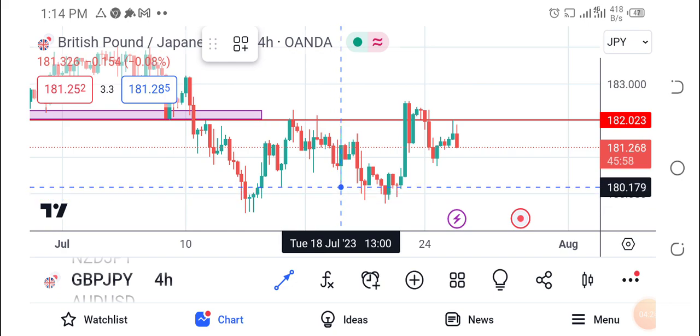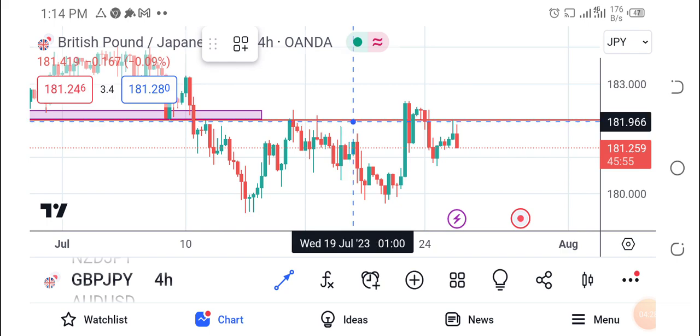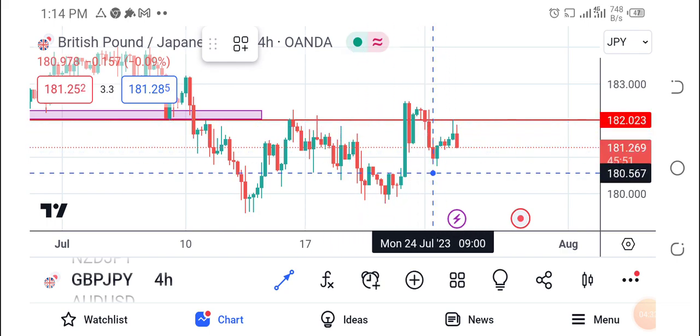It reached this point again and started going up, and right now we see the market actually reaching this point and then forming a bullish engulfing candle.